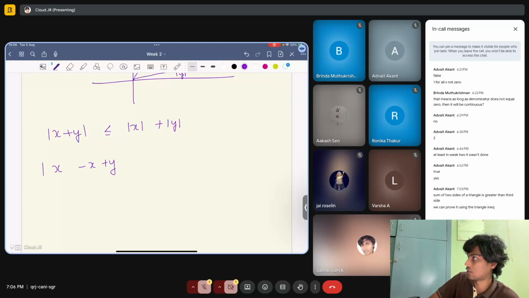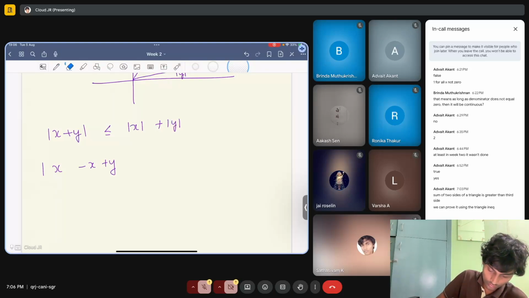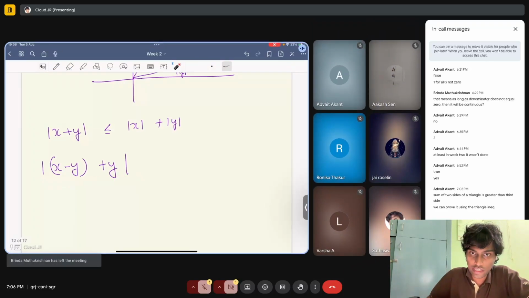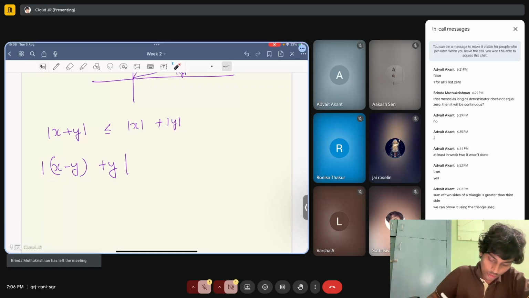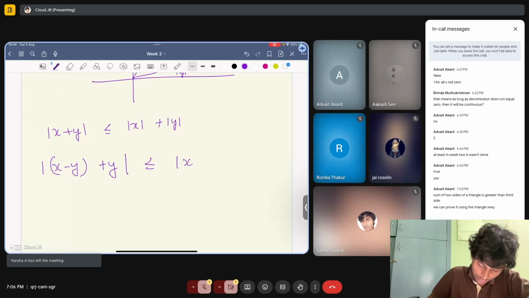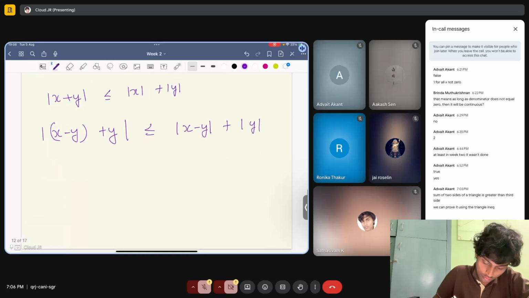I want to just get the x, right? So, no, I want to get x minus y plus y. Okay, so let's take this one and we apply the triangle inequality now. If you apply the triangle inequality, you will get mod of this is less than or equal to mod of x minus y plus mod of y, and yeah, you got it now.